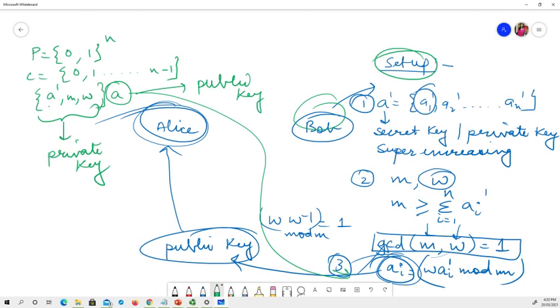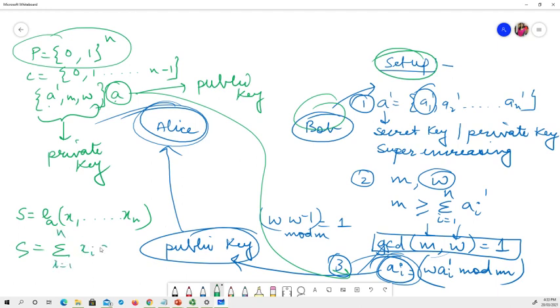Okay, so now what Alice would do is apply the encryption algorithm under this key A on x1 to xn, where x1 to xn is the plain text of Alice, such that the subset value, the S value or knapsack value, is the summation for i equals 1 to n of xi into ai. This is the encryption algorithm. Once Alice has found this value of S, she would send it to Bob.